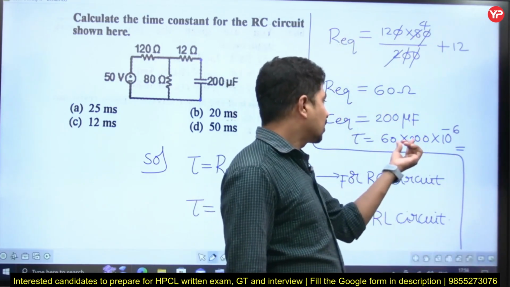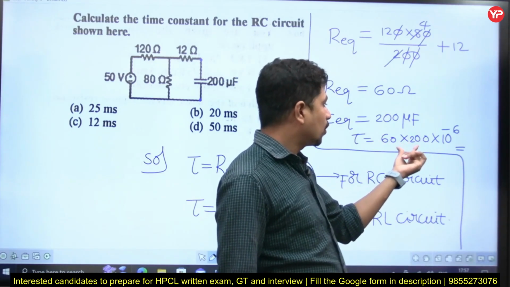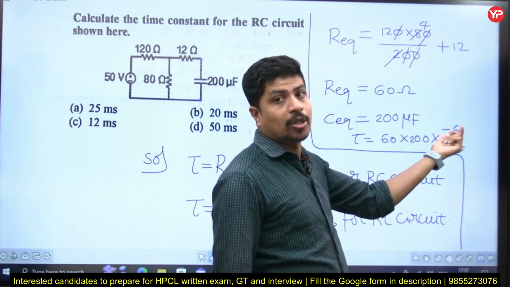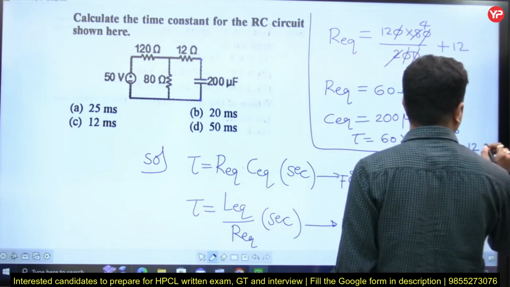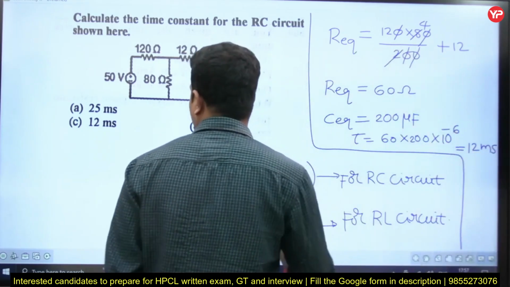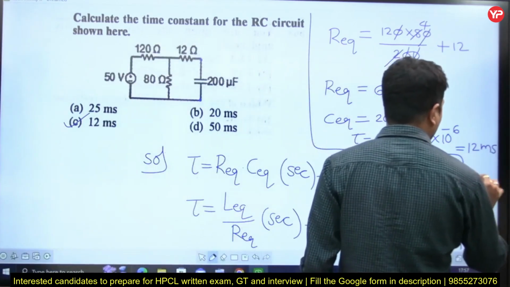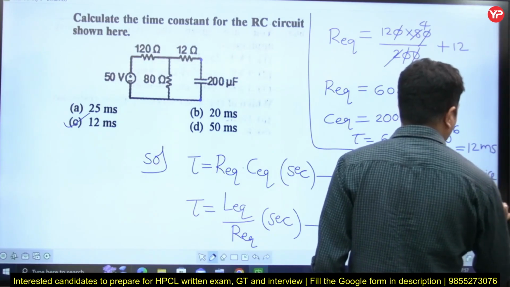12,000, right? 60 into 200. 6 into 2 is 12 into 10 cube. 12 into 10 cube into 10 to the power of minus 6. So 12 into 10 to the power of minus 3. It is 12 milliseconds. The option is C. Choice C is the perfect answer for the given question.